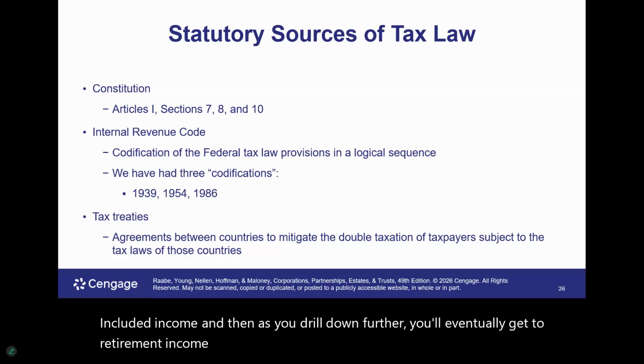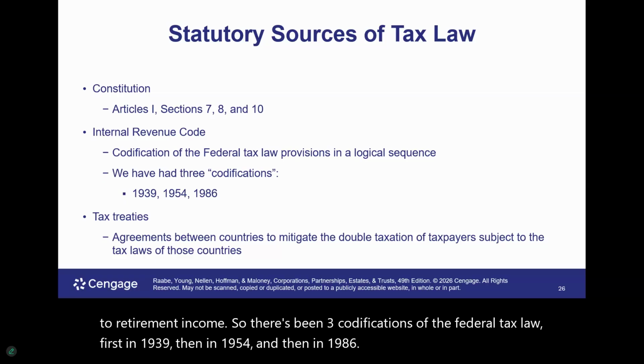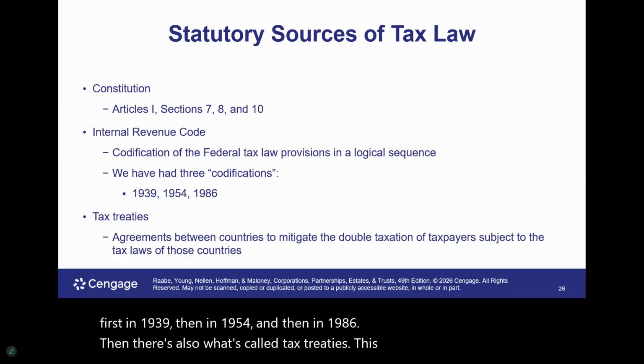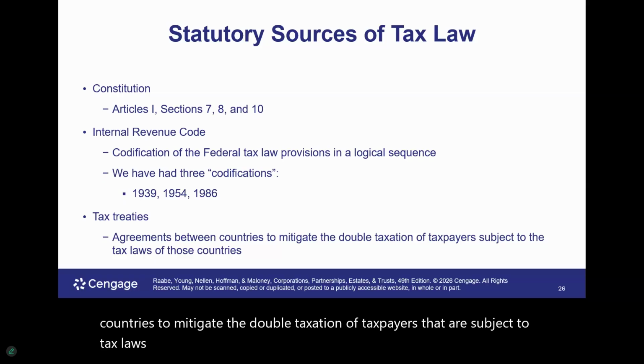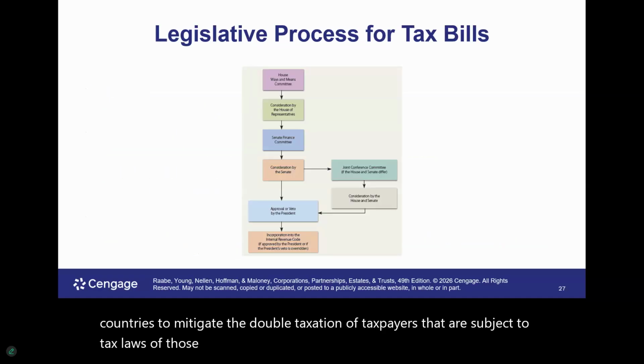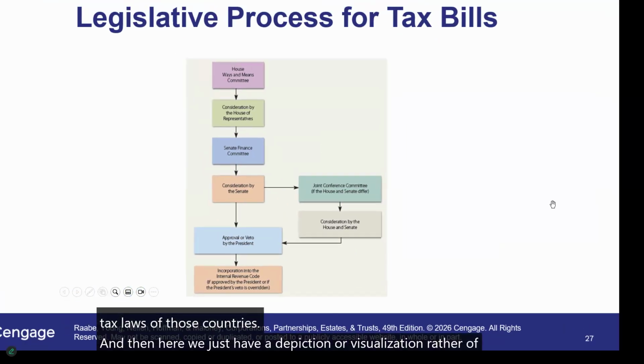So there have been three codifications of the federal tax law: first in 1939, then in 1954, and then in 1986. Then there are also what are called tax treaties. These are agreements between countries to mitigate the double taxation of taxpayers that are subject to the tax laws of those countries. And then here we just have a depiction, or visualization rather, of the legislative process for tax bills.